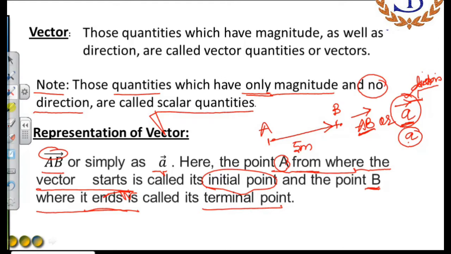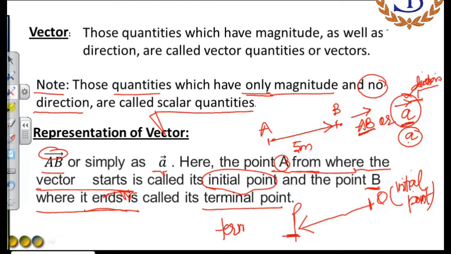So students, can you please tell me, in a vector PQ, which particular point is the terminal point and which particular point is the initial point? Here, let's see, the vector starts from this Q. That's why the Q point is termed as the initial point. Why? Because the vector starts from this Q and it ends at P. That's why this particular point P is known as the terminal point.